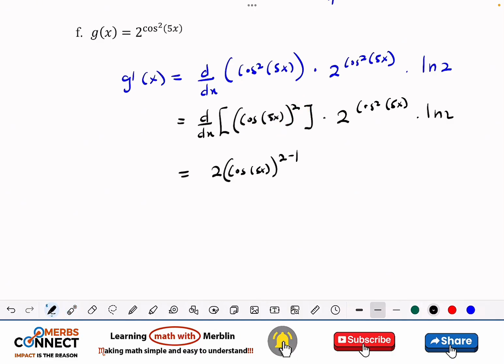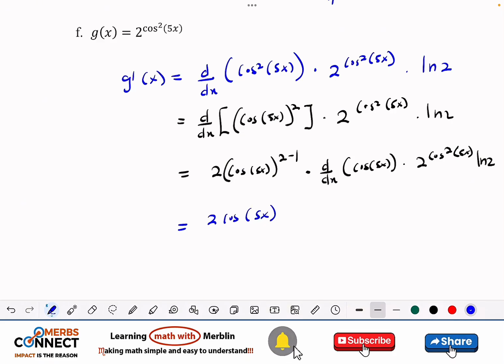Now the next thing that we need to do is differentiate what is inside the bracket. So what is inside the parenthesis here is this. So we need to differentiate cos of 5x, times cos squared 5x ln of 2. So we are doing a lot here. So this is going to give us cos 5x. This one will be 1 times.